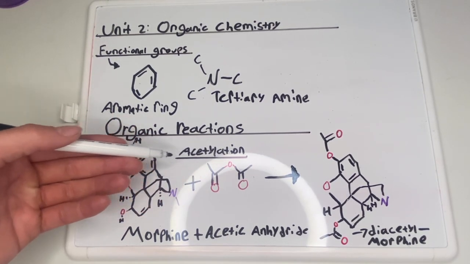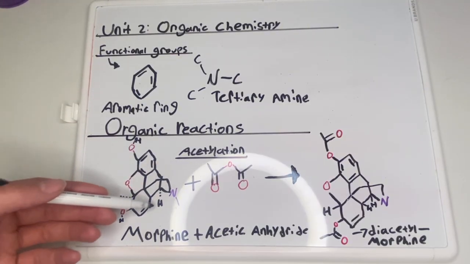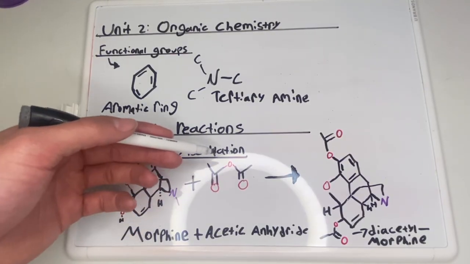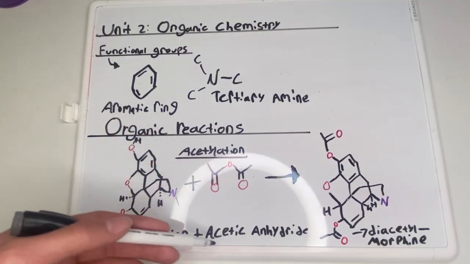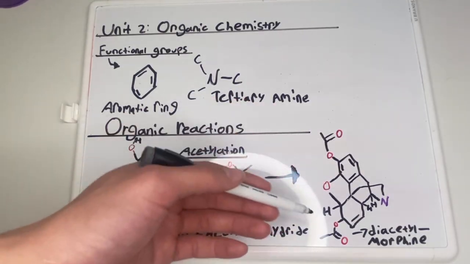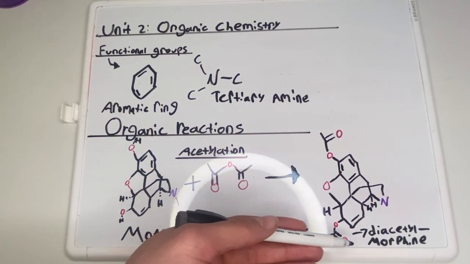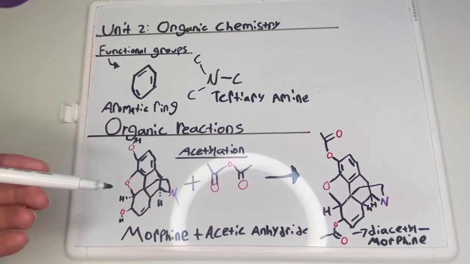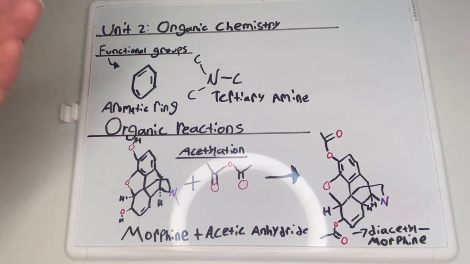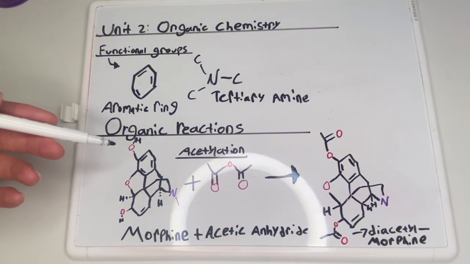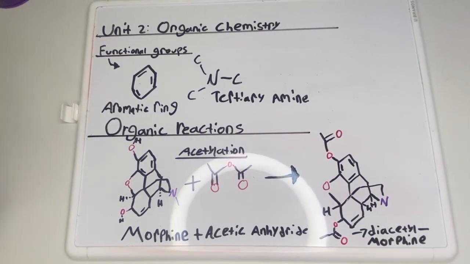Taking a look at organic reactions, we can see that morphine can undergo important organic reactions, such as acetylation, where morphine reacts with acetic anhydride to form heroin, also known as diacetylmorphine. This reaction replaces hydroxyl hydrogens with acetyl groups, increasing lipid solubility and allowing heroin to cross the blood-brain barrier even quicker than morphine.